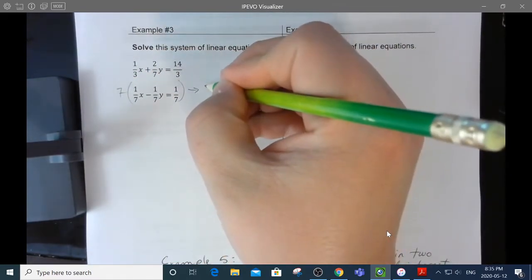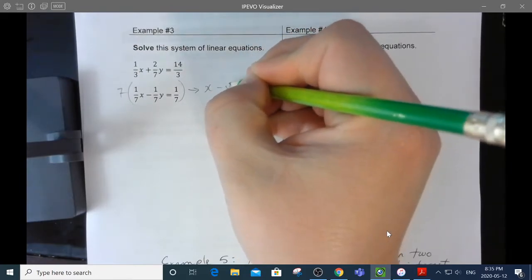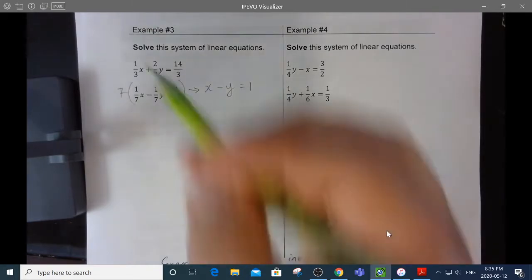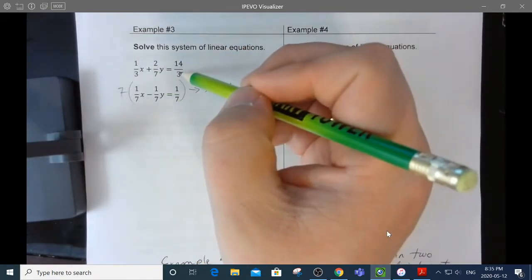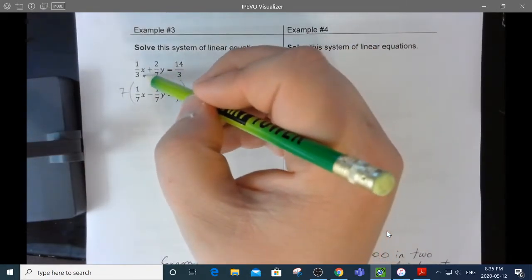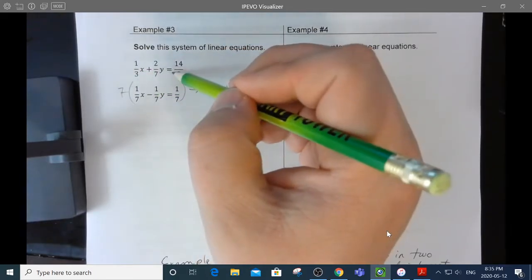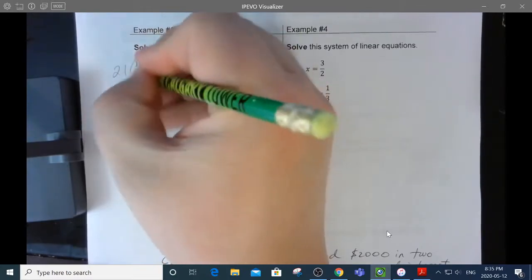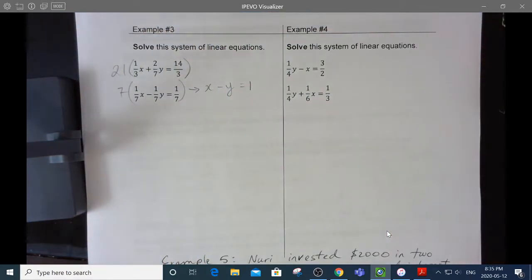So that's going to be 1x minus 1y equals 1. Boy, that simplified real nice. Now, what if I times this equation by 7? Well, it would cancel this 7, but it wouldn't cancel these 3's. What if I times everything by 3? It would cancel the 3's, it wouldn't cancel the 7. So I'm going to times everything by 21, right? Which is the lowest common denominator.